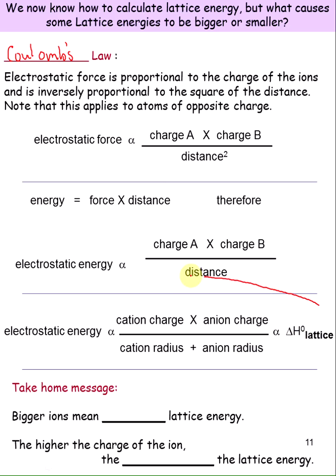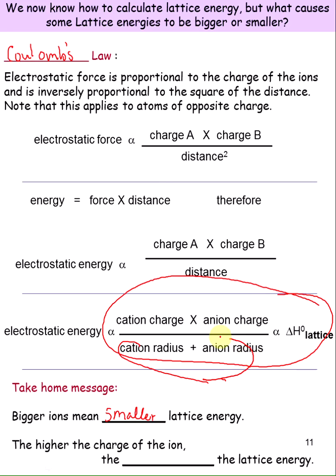Just looking at this equation, what this is telling us is that bigger ions mean smaller lattice energies, because that size is in the denominator. So if we increase the denominator, the lattice energy is going to get smaller. But if we have a larger charge, and the charge here is in the numerator, that's going to give us a larger lattice energy. So the higher the charge of the ion, the greater the lattice energy.